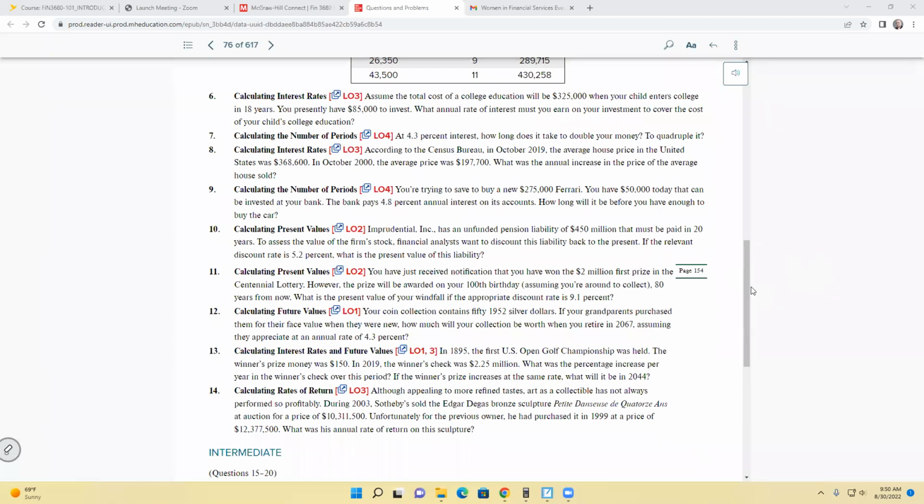All right, number of periods. No, we did that one. So we have a company here, and this will happen quite a bit when you look at investing and you're trying to get a value on a company. This company has an unfunded pension of $450 million. Sorry about that. It has to be paid in 20 years. The analysts are going to discount that at 5.2%. So what is their pension liability today?